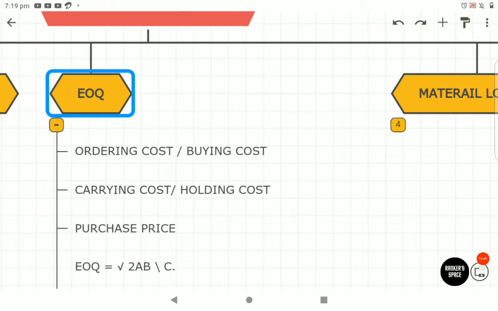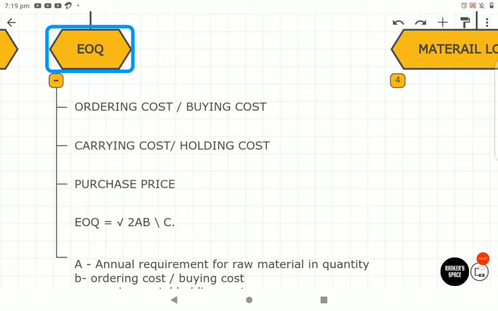So in this EOQ, what is the formula? Basically, what is EOQ? EOQ is nothing but the terminology expansion: economic ordering quantity. If you reorder in this particular quantity, it is of greater value.